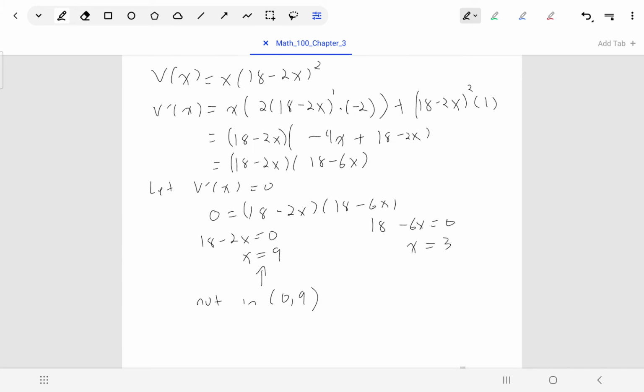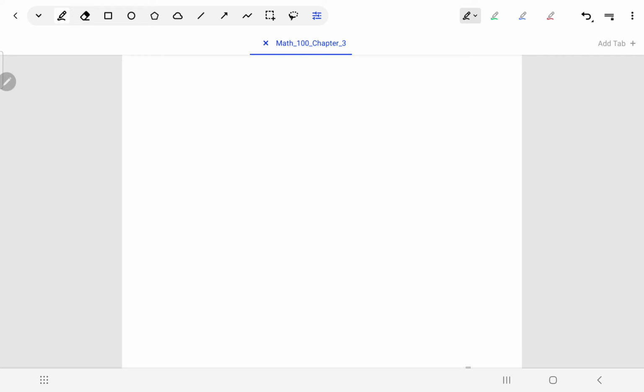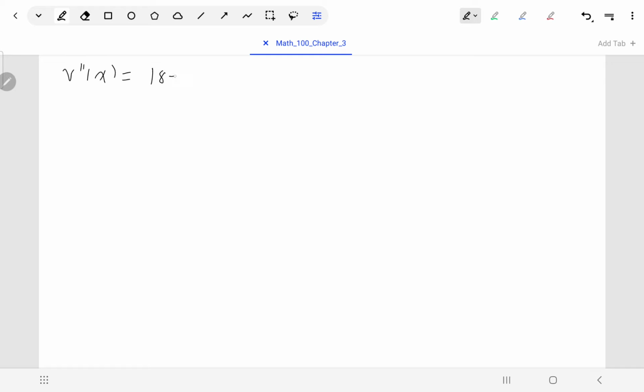So I guess now the next thing for us to do is think about what's going on at 3. Is that a minimum? Is it a maximum? So on the next slide, let's continue on by finding our second derivative. Second derivative test, easy enough to do. I'm just going to use product rule as it is. So first thing as it is, derivative of the second, which is minus 6, plus the second thing as it is, times derivative of the first, which is minus 2.